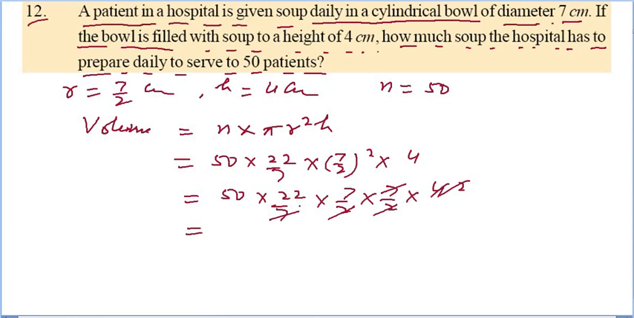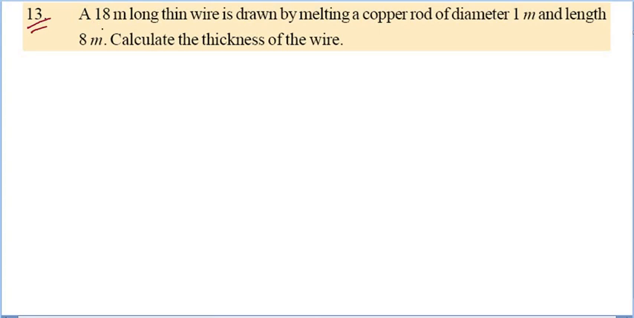So we get 50 into 22 into 7. You can multiply these and get the answer, which is 7700 centimeter cube. So that one is your answer. You can do very well. Now come to the 13th question.